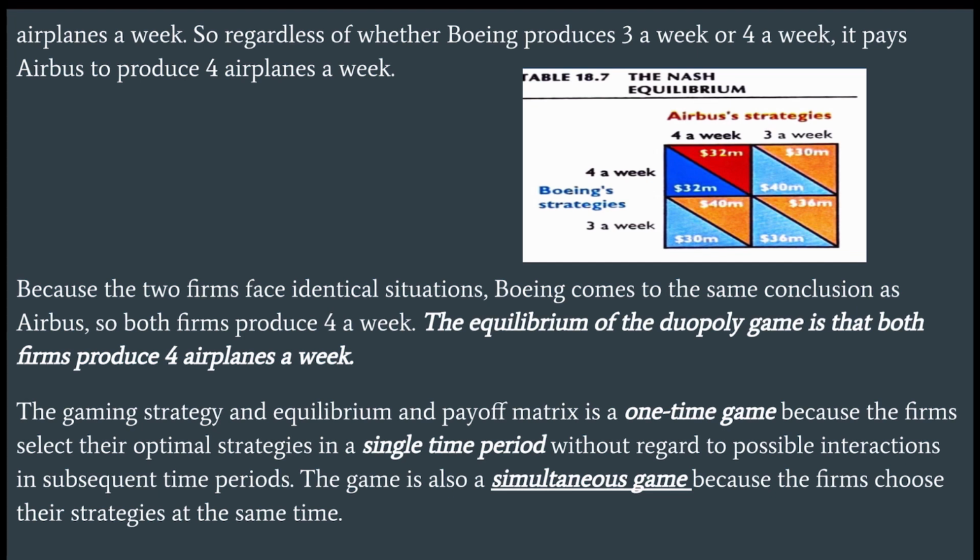Because the two firms face identical situations, Boeing comes to the same conclusion as Airbus, so both firms produce 4 a week. So the equilibrium of the duopoly game is that both firms produce 4 aeroplanes a week.